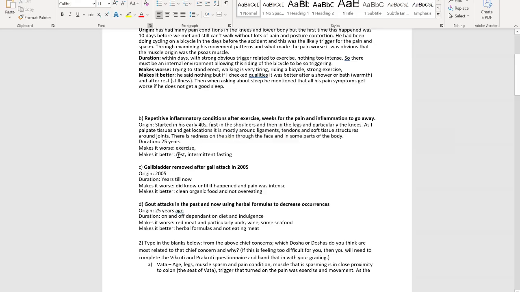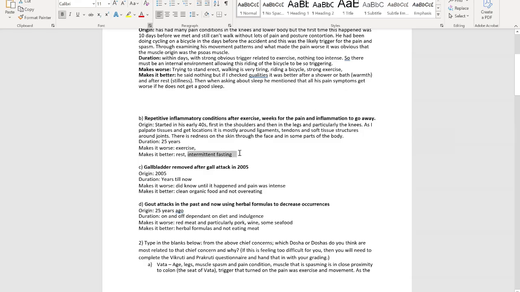What makes it better? Rest and intermittent fasting. So the moment we see intermittent fasting makes it better, in some ways, this could indicate some metabolism, half digested byproduct issue. Repetitive inflammatory conditions often show, oh, it's some metabolic, immune system and metabolism are so related. So some immune and metabolism issue that's going on.